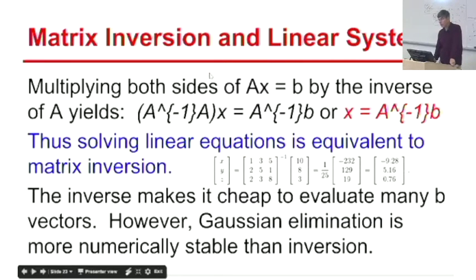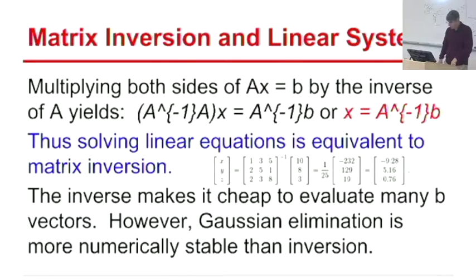So we could solve linear equations by doing Gaussian elimination. Or if we want to evaluate a set of linear equations where we keep the coefficient matrix the same but change the target values, we are better off computing the inverse and then just doing multiplication repeatedly with that inverse, okay? Because that would then be faster than solving the system each time. Any questions? Okay, so that should be clear.